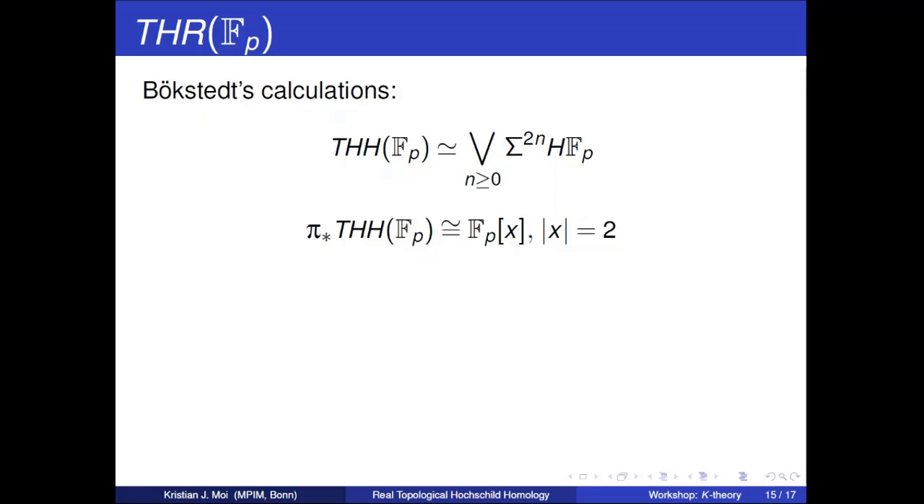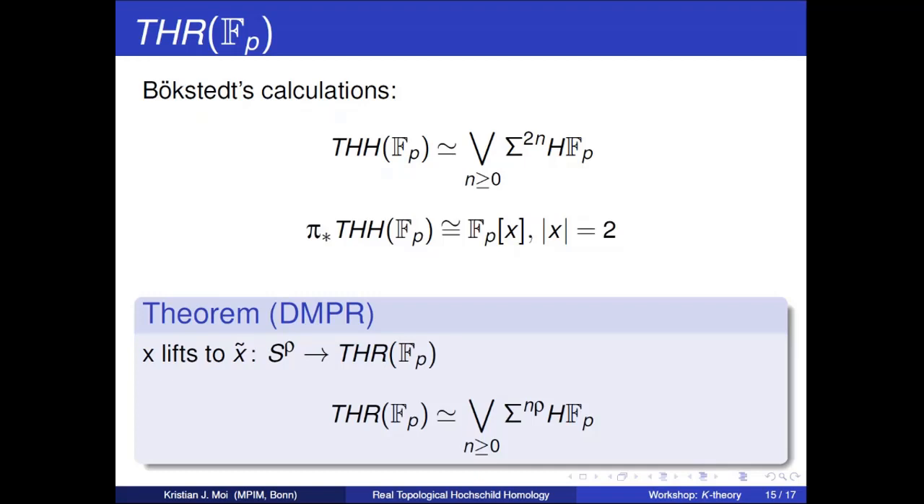So now we have some pieces to work with. On the previous slide, we saw that we can calculate the geometric fixed points of THR of FP. And here we know what the underlying homotopy type is. So combining those two things, you get the following theorem. This x is the generator in degree 2. A generator in degree 2 in homotopy groups is the same as a map from S^2 into here.